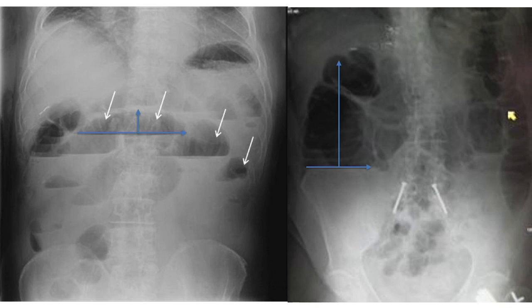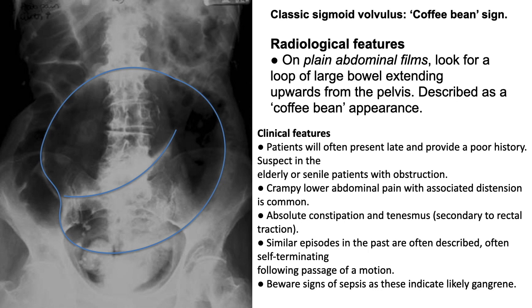Now let's talk about sigmoid volvulus. So this is an example of sigmoid volvulus, which I drew with a blue line. So these are the clinical features. In plain abdominal X-ray, look for a loop of large bowel extending upwards from the pelvis, described as a coffee bean appearance. You can see it's like a coffee bean appearance. Okay, that's very important for you to know.